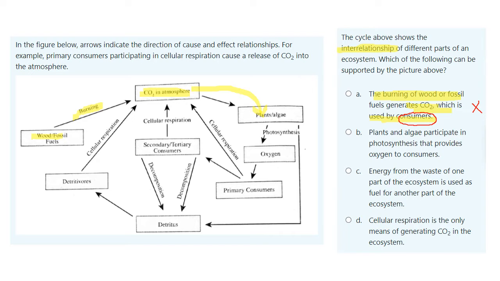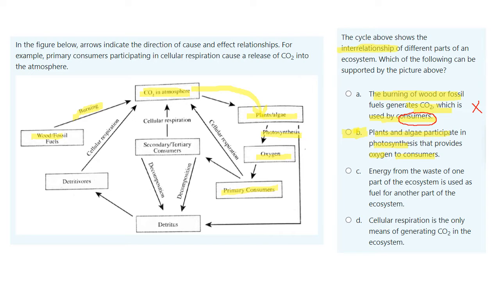B, plants and algae participate in photosynthesis that provides oxygen to consumers. So plants and algae have photosynthesis that produces oxygen for consumers. Every part of this is proven to be true. So B looks like the correct answer.